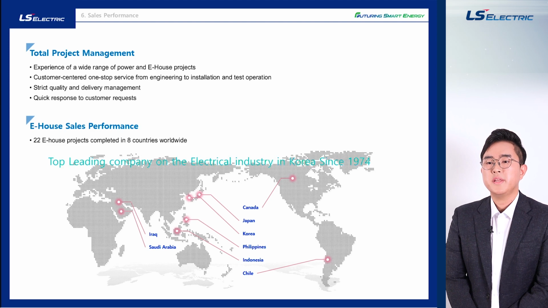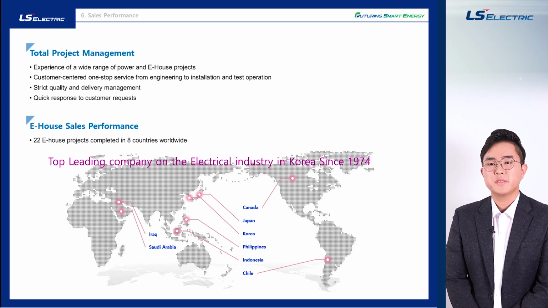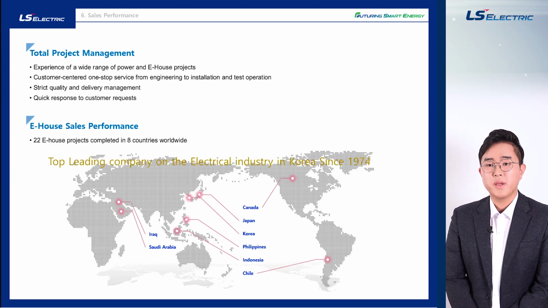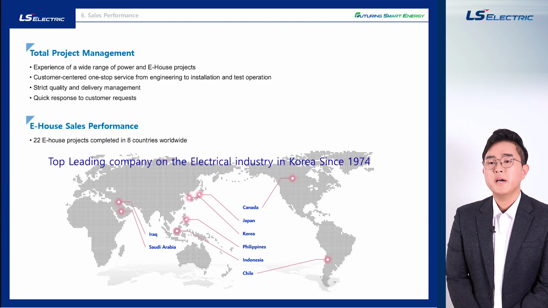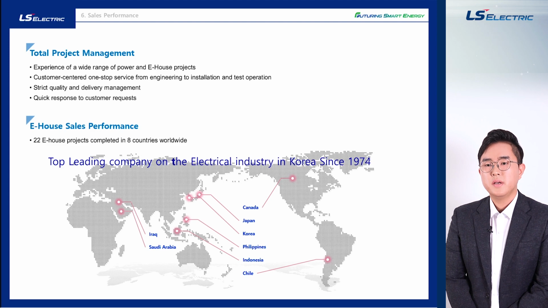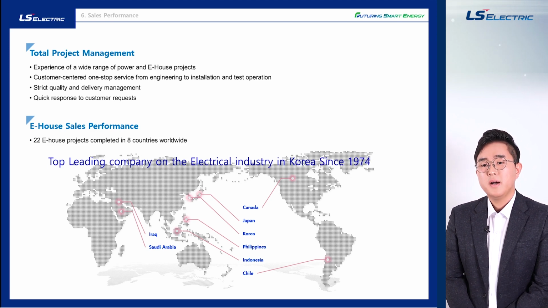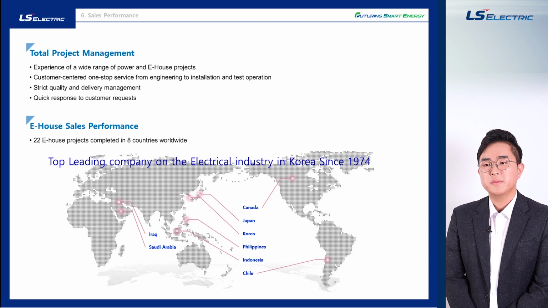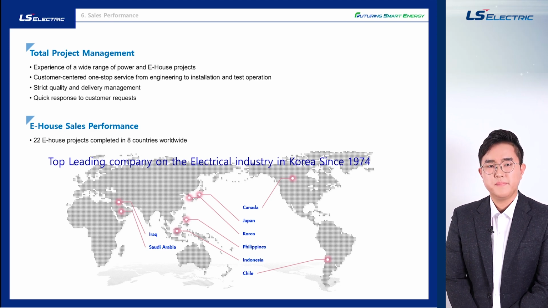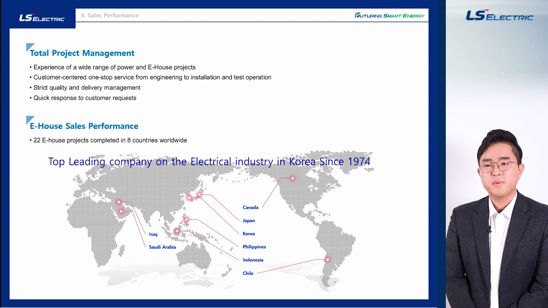Based on its capability in developing a wide range of products in power, automation, and railway, the references of E-house include 22 projects in 8 countries in the past 10 years. LS Electric has demonstrated its ability to carry out projects with intensive manufacturing experience through partnerships. LS Electric has the best power equipment manufacturing and power system engineering ability in Korea. Therefore, we can provide an optimal solution to our customers.